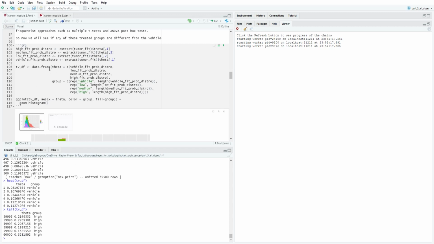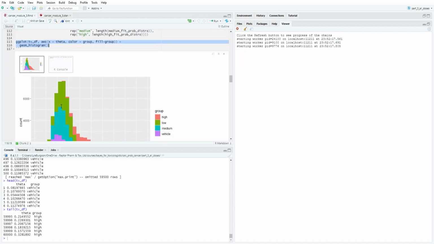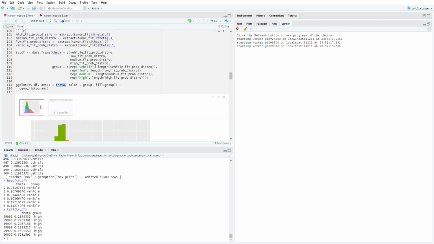So we did all that, made this data frame, and now we're going to ggplot. So we're plotting this out. Because it's a histogram, we specify the X value, which is theta. That is the data that we want to actually plot. We're going to color by group and we're going to fill by group. Otherwise, it looks kind of weird.